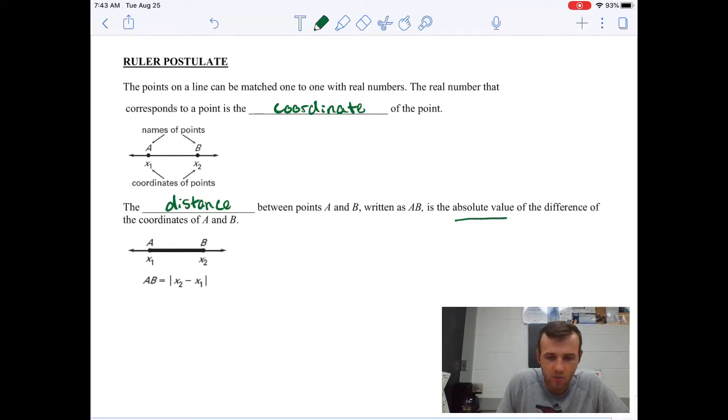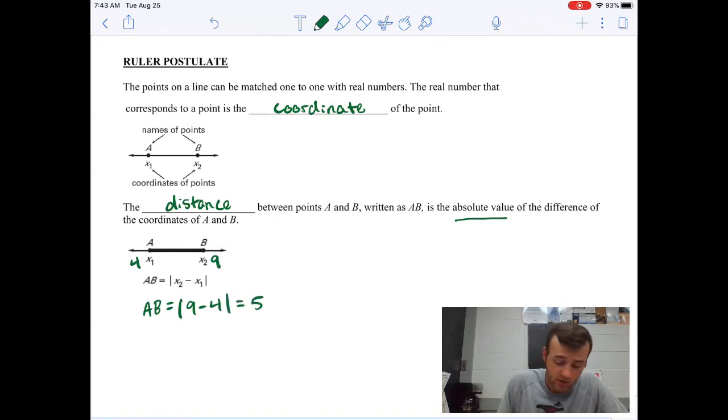Let's say down here, points A and B, let's say they're on the x-axis. So let's say x1 is at 4, I don't know. And this one is at 9. What they're saying is because we have coordinates, we should be able to find the distance. So to sub in down here, AB is equal to the absolute value of 9 minus 4, which would be 5.